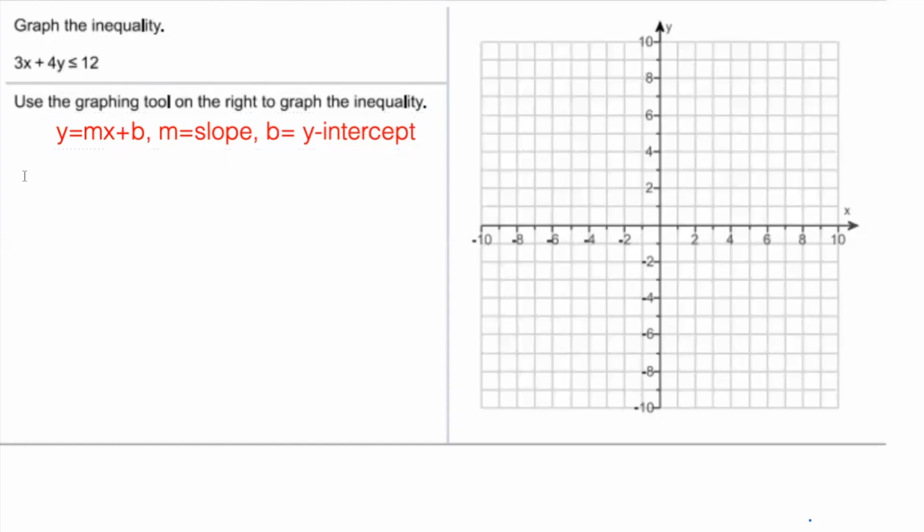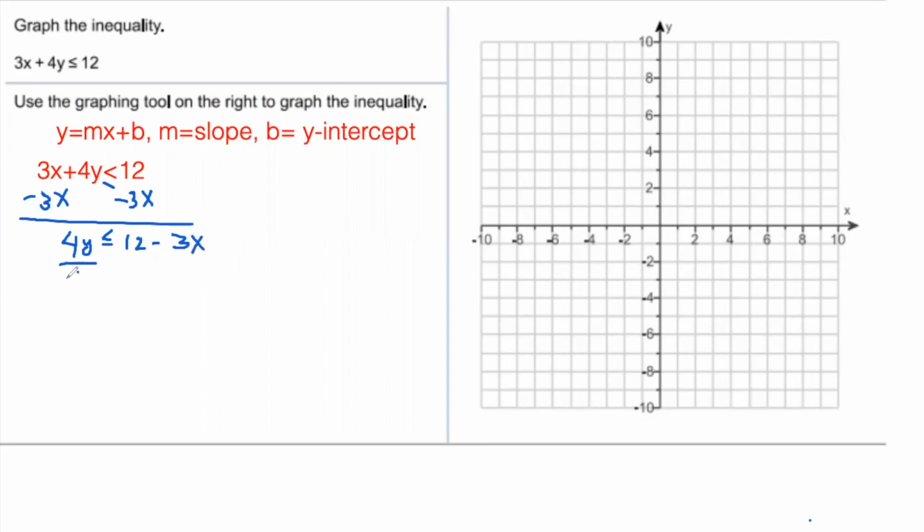The equation is 3x plus 4y is less than or equal to 12. As we are trying to solve for y, we subtract 3x from both sides. Then we will have 4y is less than or equal to 12 minus 3x. Now we divide both sides by 4.